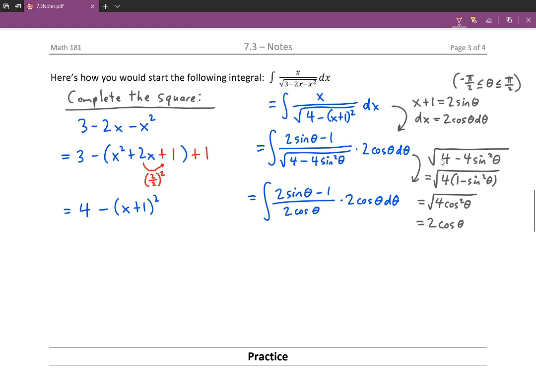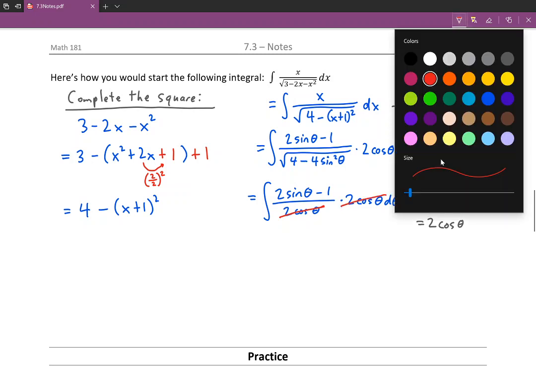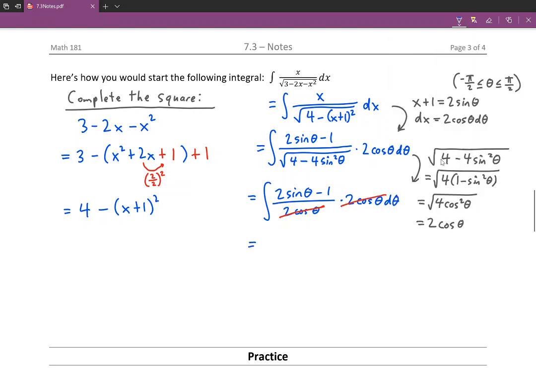So at this point we have a 2 cosine theta in the bottom, that's what the radical turned into, and then a 2 cosine theta from the dx, and those two things are going to cancel. So we're left with the integral of 2 sine theta minus 1 d theta. And I guess that's pretty much the start of it. We're not too far away from finishing it, so let me just see if I can take a couple more steps to finish it off.